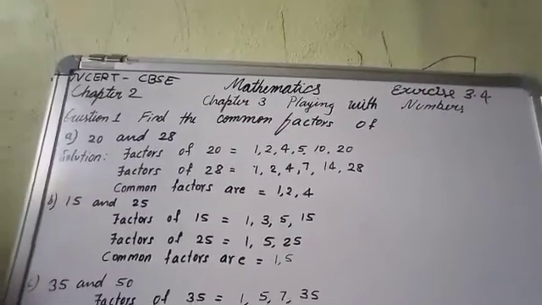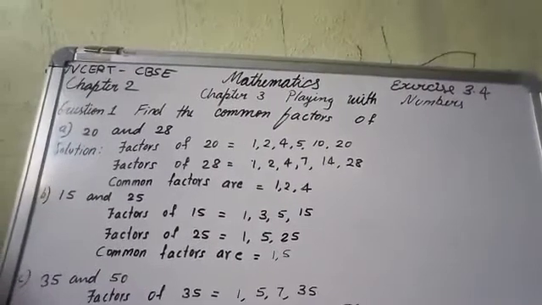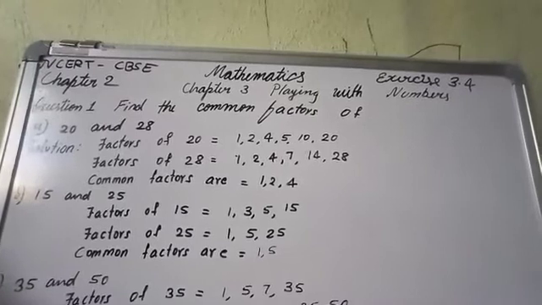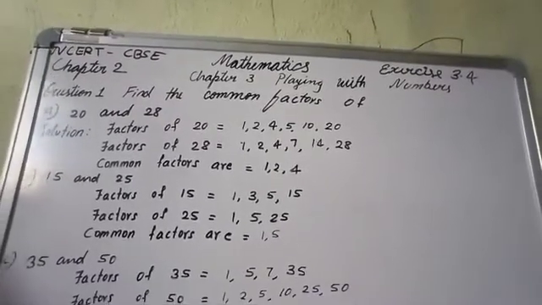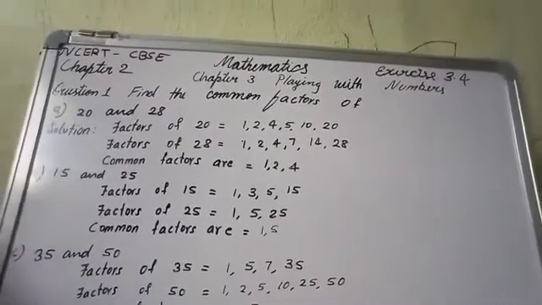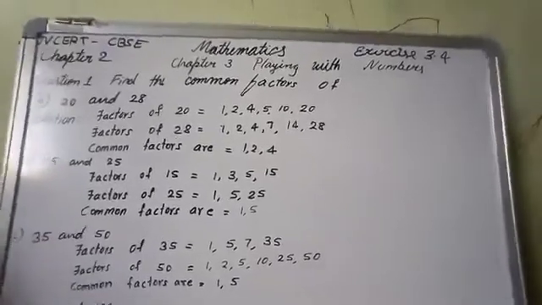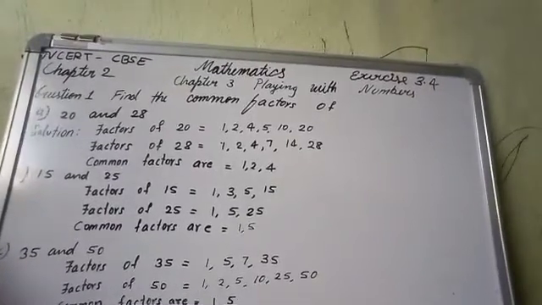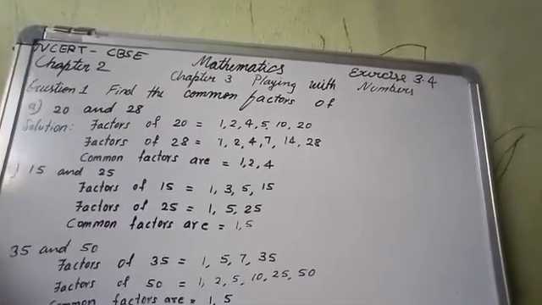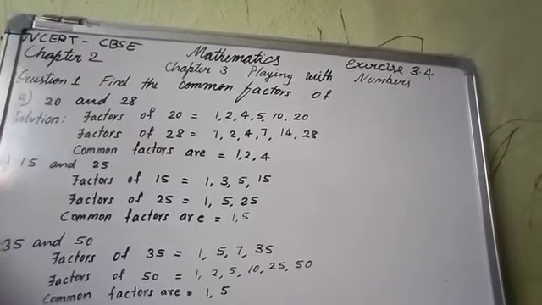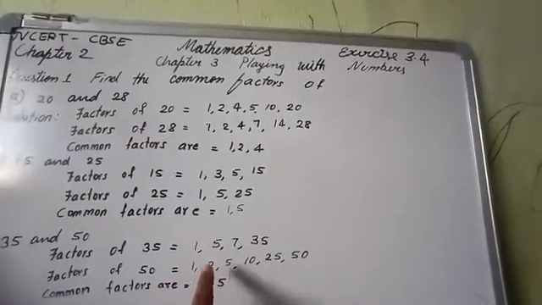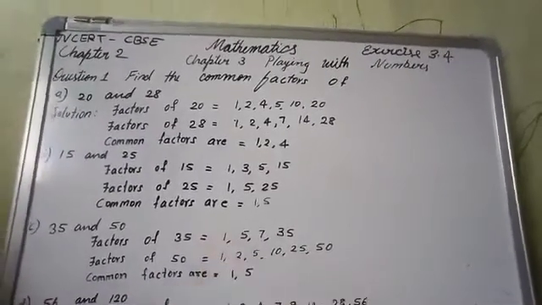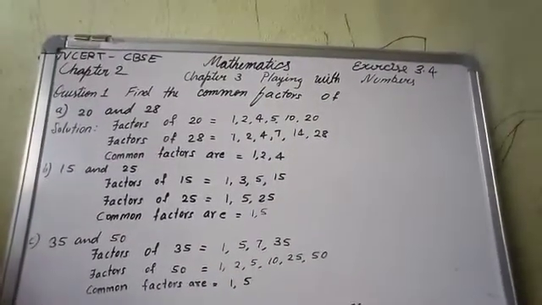35 and 50. Factors of 35: 1 times 35, 5 times 7, 7 times 5, 35 times 1. In the same way, factors of 50: 1 times 50, 2 times 25, 5 times 10, 10 times 5, 25 times 2, 50 times 1. So here you can observe that the common ones are 1 and only 5. If you want, you can round up also to make it easier.